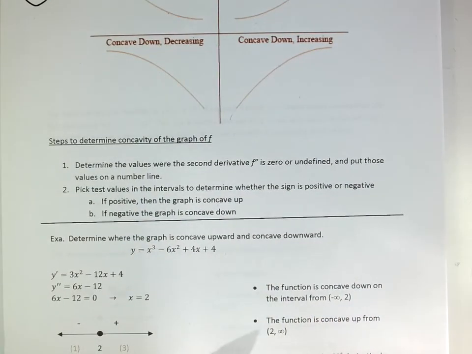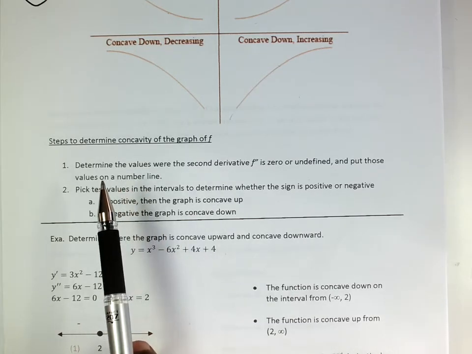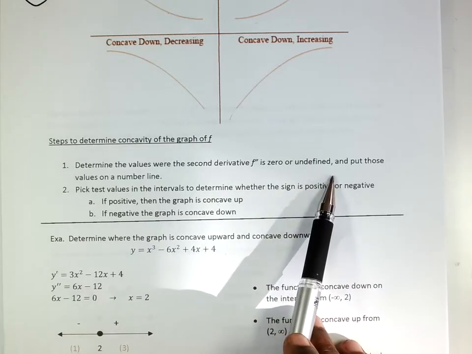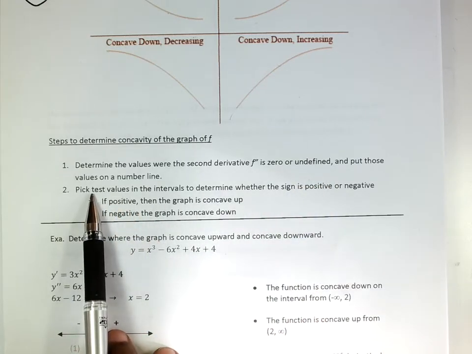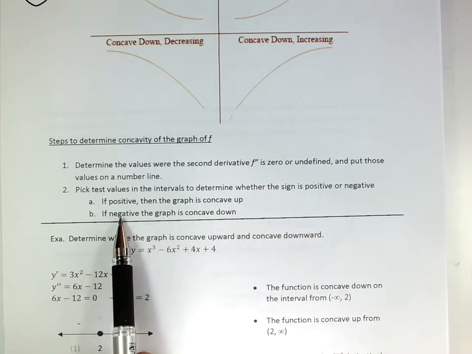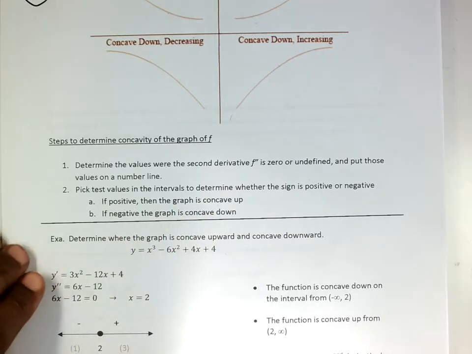So the steps to find concavity, and I'm going to do these problems out for you. First, we have to determine the value where the second derivative is 0 or undefined. Right? That's exactly what we did when we were finding critical values for the first derivative. But the first derivative tells me where the function's increasing and decreasing, and the second derivative tells me the concavity of it. So we first have to find where that second derivative is 0 or undefined, put those in the number line, just like we did before. Pick test values. Where the sign is positive, the graph is concave up, and where it's negative, the graph is concave down.